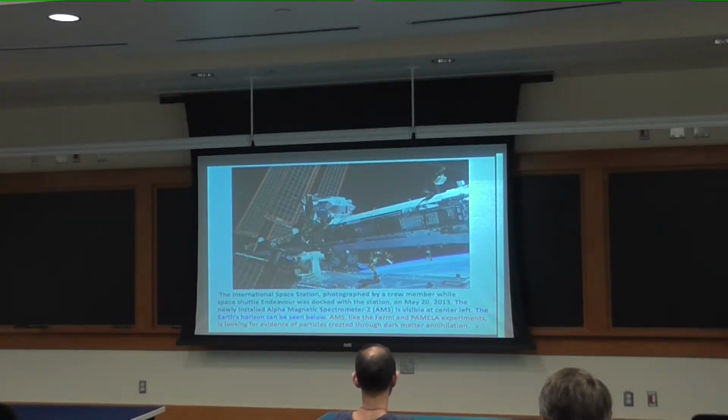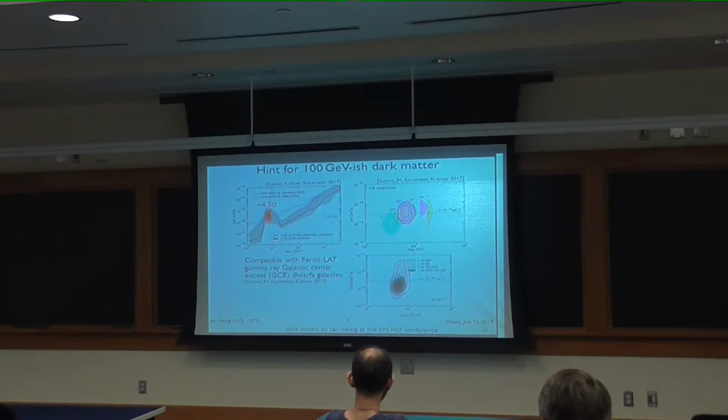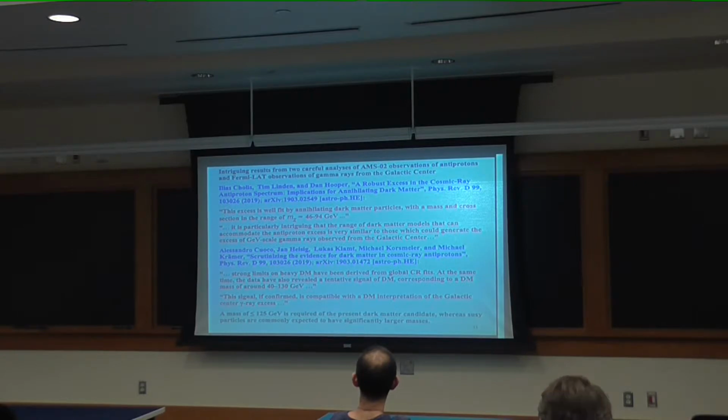Here's AMS, sitting on top of the International Space Station. Here's a slide from a talk that I heard this summer, a few weeks ago, in Ghent at the European Physical Society High Energy Conference. This indicates evidence from antiprotons for 100 GeV-ish dark matter. And this result from the antiprotons observed by AMS is consistent with one of the other prominent satellite experiments, the Fermi LAT experiment, observing gamma rays from the galactic center. So here's the quotation. I didn't leave myself enough time to do justice to this, but these are intriguing results.